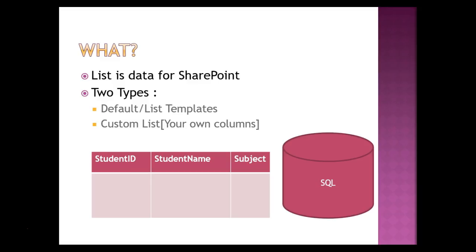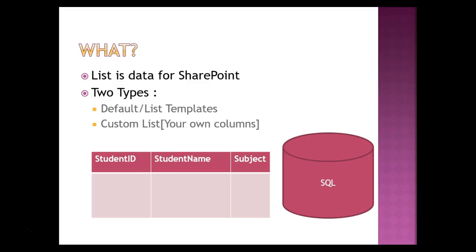So what is list? List is nothing but the data for SharePoint. There are two types of list. One is the default list and next is the custom list where you can create your own columns. For example, if you are building a house, by default you can have a hut or you can have a building or you can have a simple mansion.